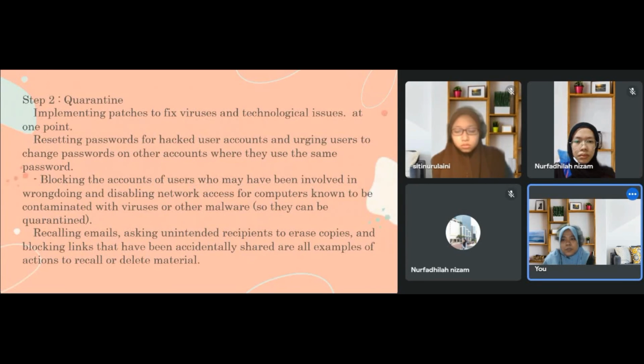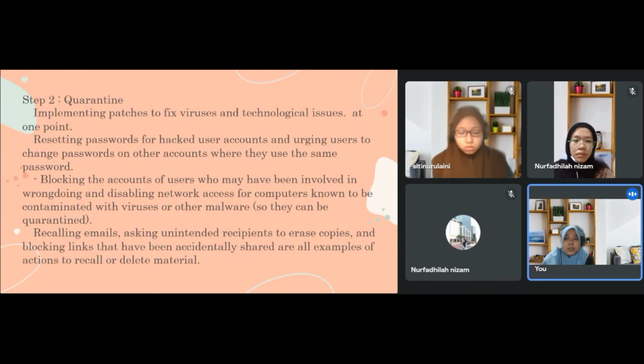Step 2. Quarantine. Implementing patches to fix viruses and technological issues at one point. The staff also need to reset passwords for hacked user accounts and urge users to change the password on other accounts where they use the same password.